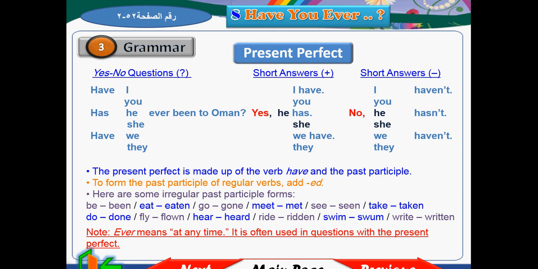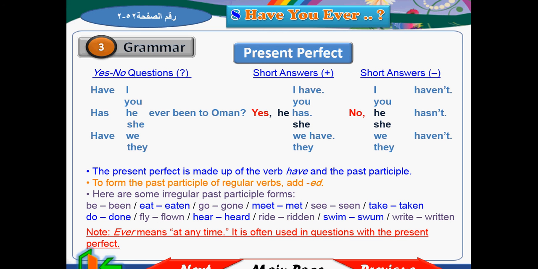They are be, been, eat, eaten, go, gone, meet, met, see, seen, take, taken, do, done, fly, flown, hear, heard, ride, ridden, swim, swum, and the last verb that we have is write, written.